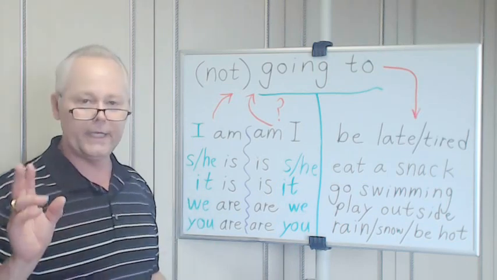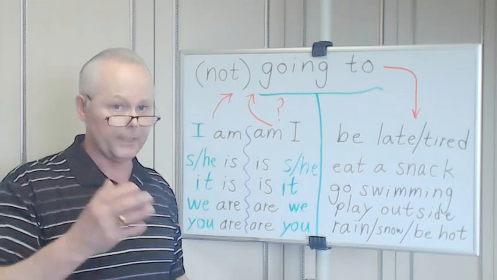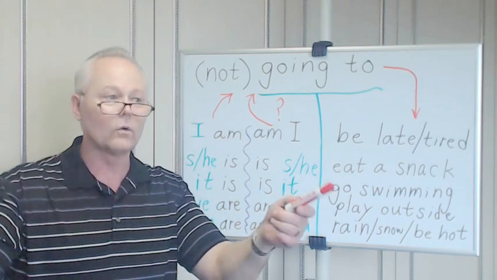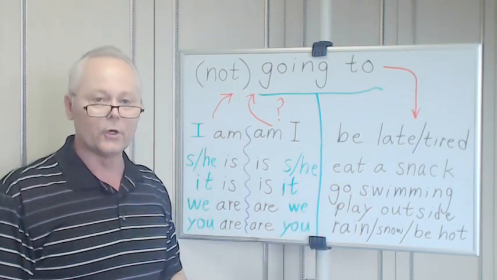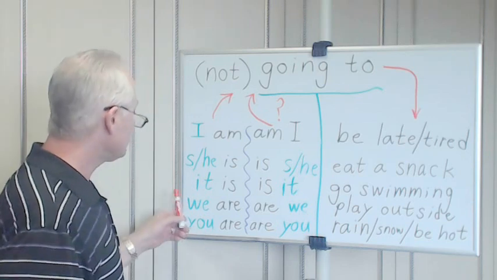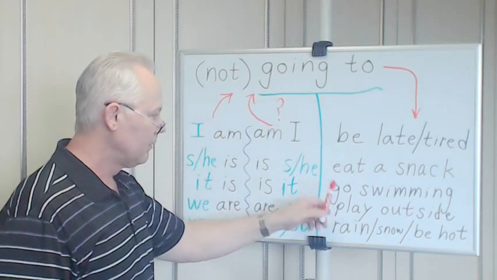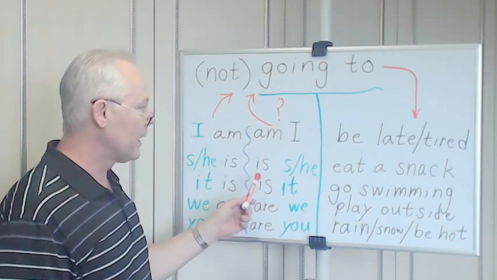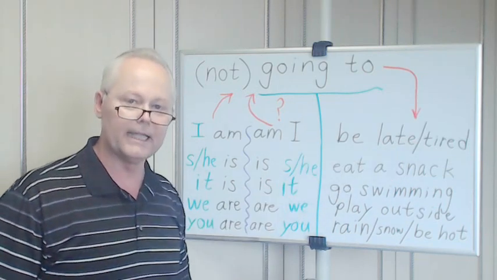Now, if we use "we," we're talking about, or you would be talking about, yourself and one or more other people, right? So you could say, we are going to play outside. We're going to play outside. We're going to be late.